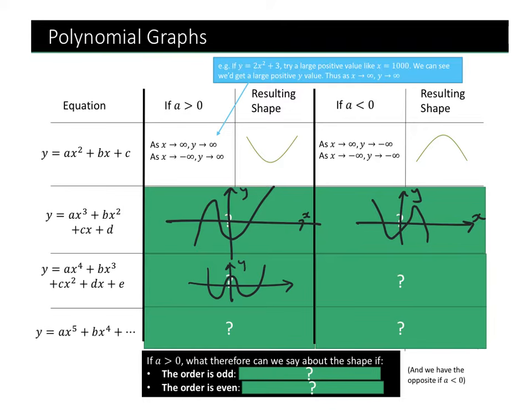Okay? And if it's a negative, what's it going to be? Top, bottom left and bottom right. This doesn't have to cross. There we go. You're right. Okay. So, if a is greater than 0, we know what's going to happen.